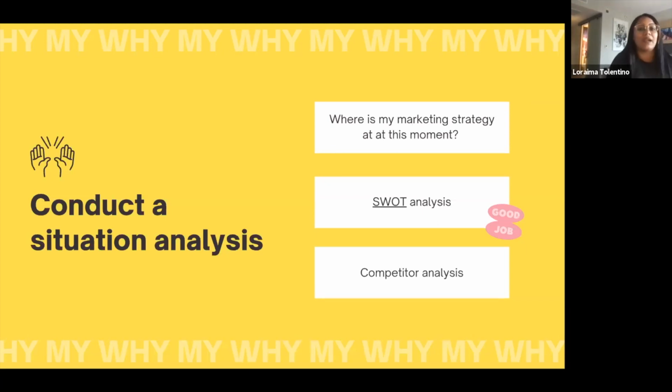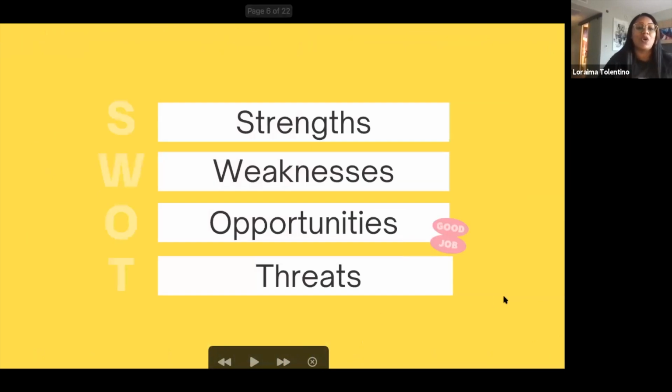The second part will be a SWOT analysis. We're going to go into that in the next slide for you to understand a little bit better what we have to do with that. And the third is a competitor analysis that we're going to get into as well. So we're looking at the strengths, the weaknesses, the opportunities, and the threats.